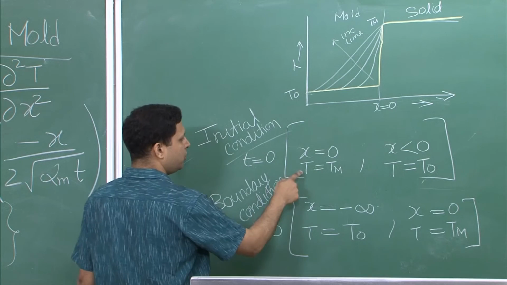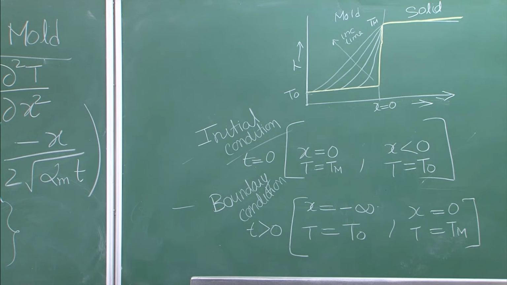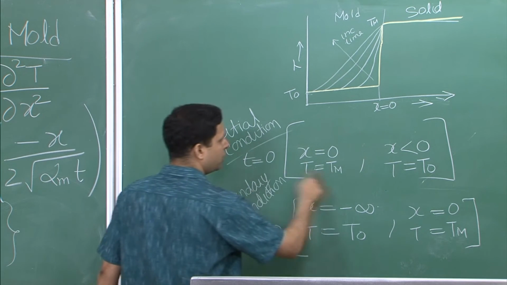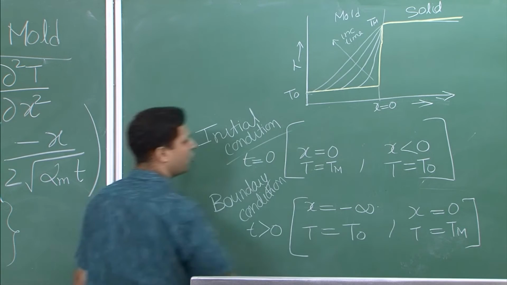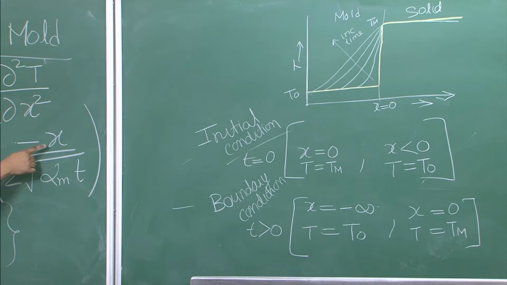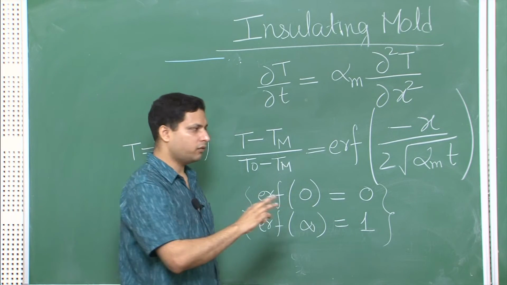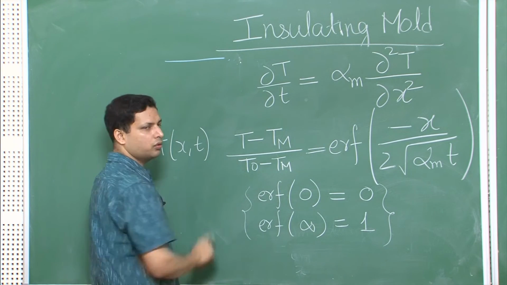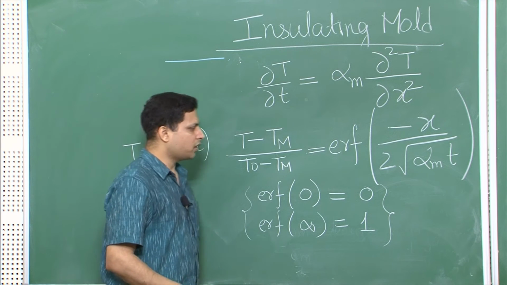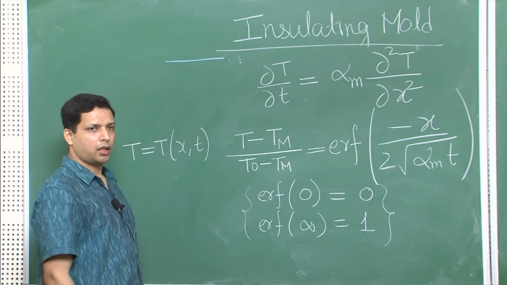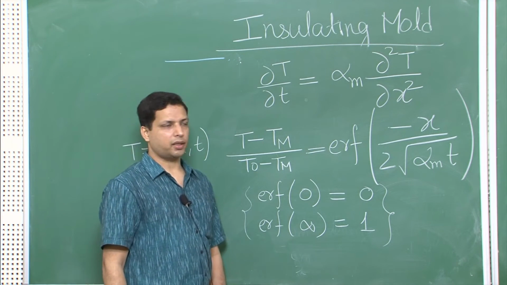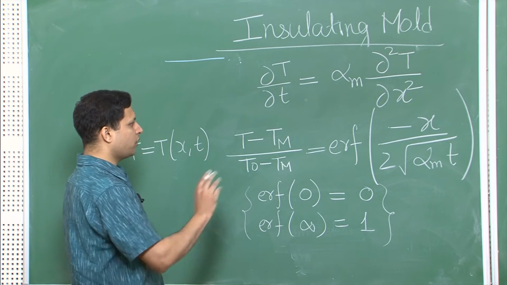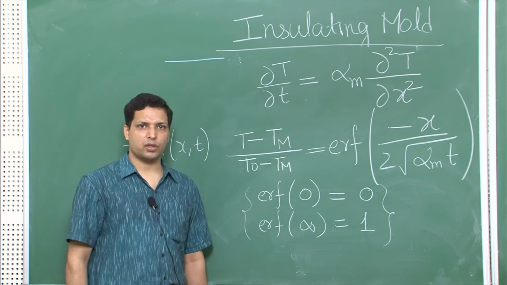At t equal to 0, for all x less than 0, T is coming out to be T naught. So no matter what negative value of x you put over there, you will get T equal to T naught. So this is also coming out to be exactly as you would have expected. This ensures that our equation is all right.